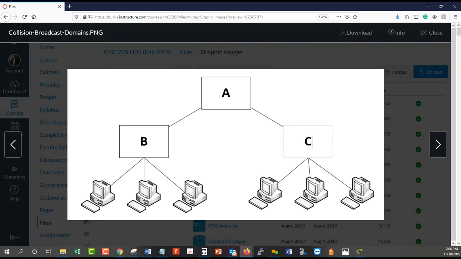Now let's say that A is a hub and B and C are switches. How many collision domains do I have? How many broadcast domains? A is a hub and B and C are switches. So how many collision domains?